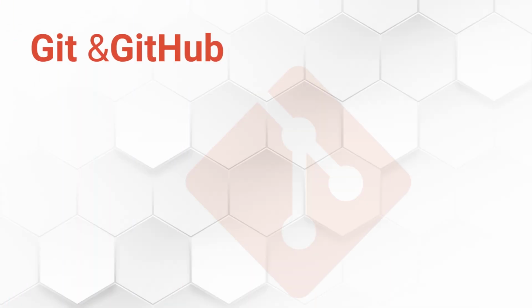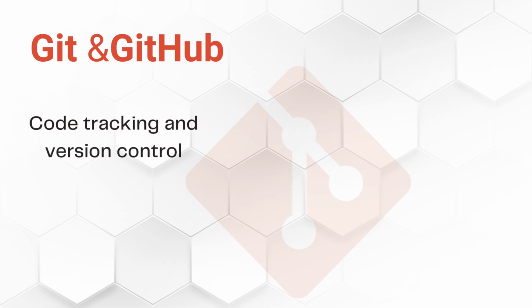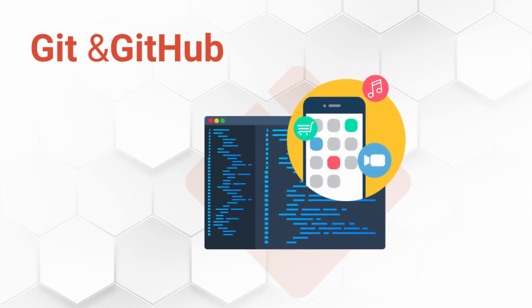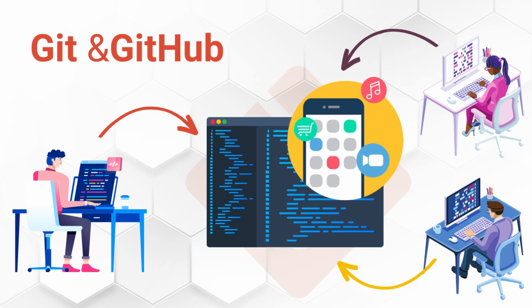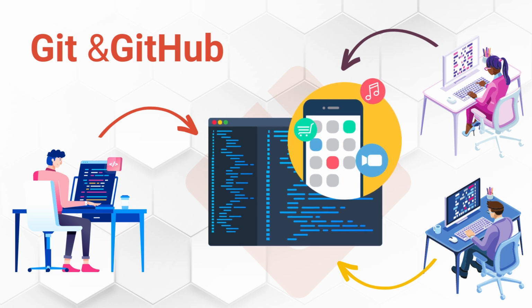So what is Git? Git is a tool that helps us keep track of your code and make sure you never lose any of your work. And GitHub is like a virtual office where you can share your code with the world or collaborate with other developers. Let's say you're working on a new app and you have a team of developers working with you. You're all making changes to the code at the same time, and you want to keep track of who made what changes and when. That's where Git comes in.